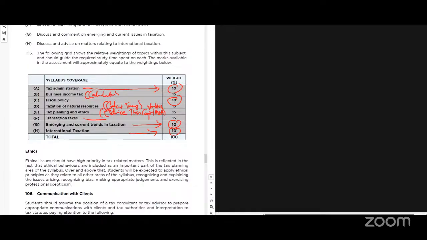And then transaction taxes is VAT and customs, but mostly the only customs question they'll ask you is duty, computation of duty, CIF. These things are normal tax calculations that you can get every time. So if you are very smart, the area that fails people in advanced taxation is this 40 marks. I won't lie to you.